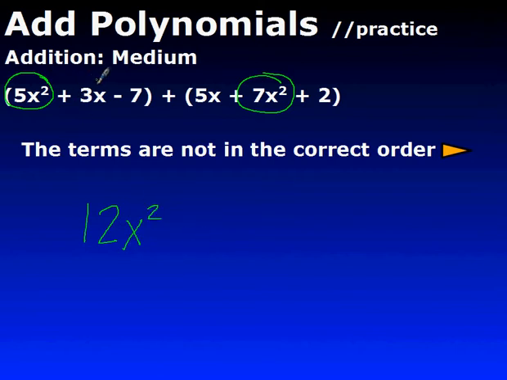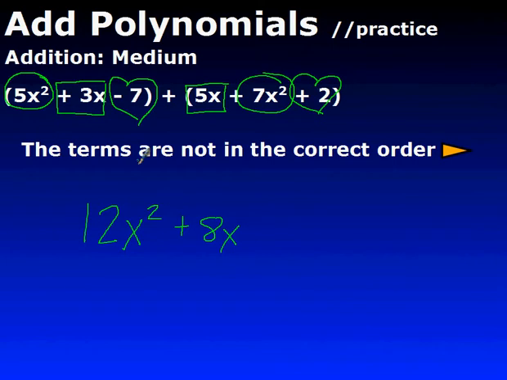Moving down to the next highest exponent, 3x and 5x. 3 plus 5, well, that's 8x. And finally, I have a negative 7 plus 2. Now be careful, this negative sign messes a lot of people up. Negative 7 plus 2 is negative 5.